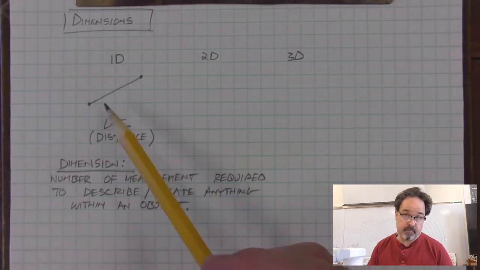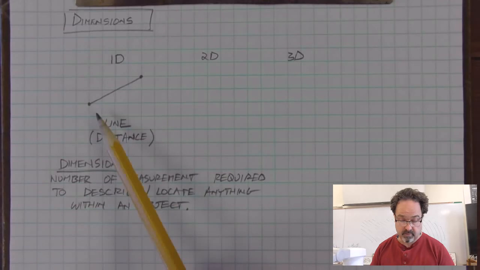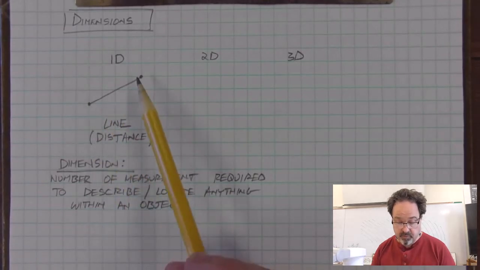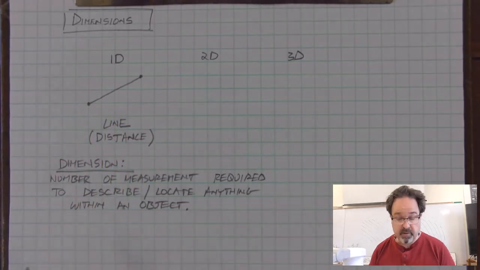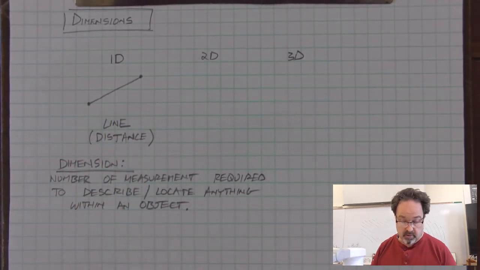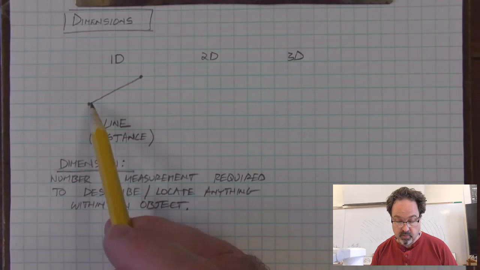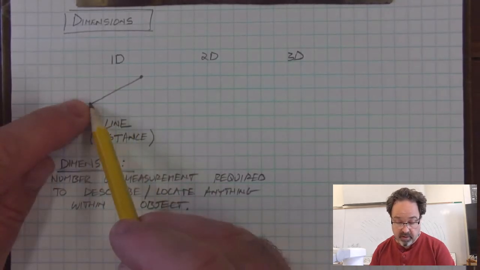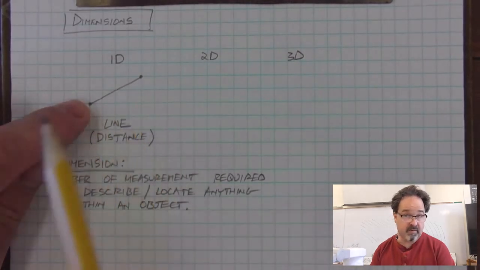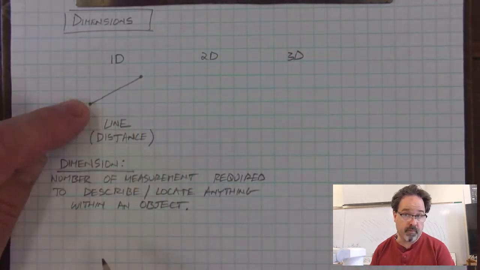This line is a mathematical object. It's 1-dimensional because we only need one measurement to describe the line, its length. Or, if we wish, we could choose a point as the origin and describe or locate where we could be on that line as a distance from that origin or from that end point.